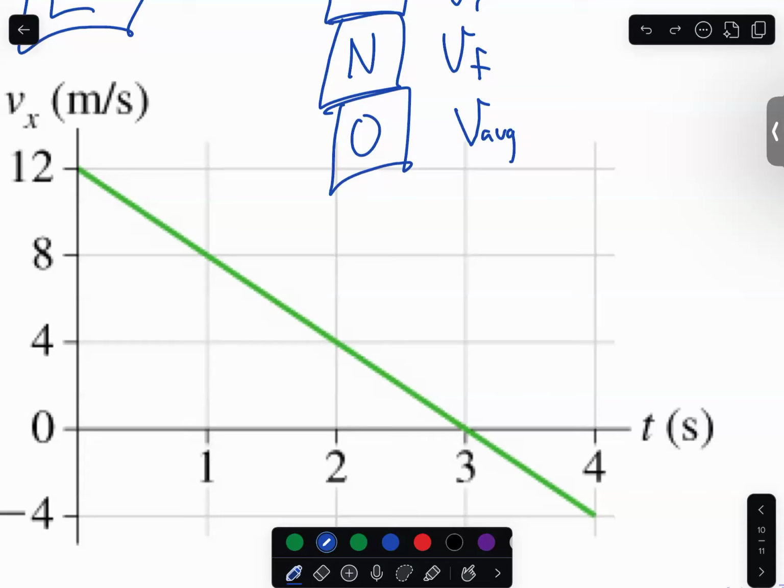My initial velocity is different from my initial position. My velocity is not 20. My velocity does not start at 20. 20 is where I start. 12 is how I am moving. So please distinguish carefully between those.